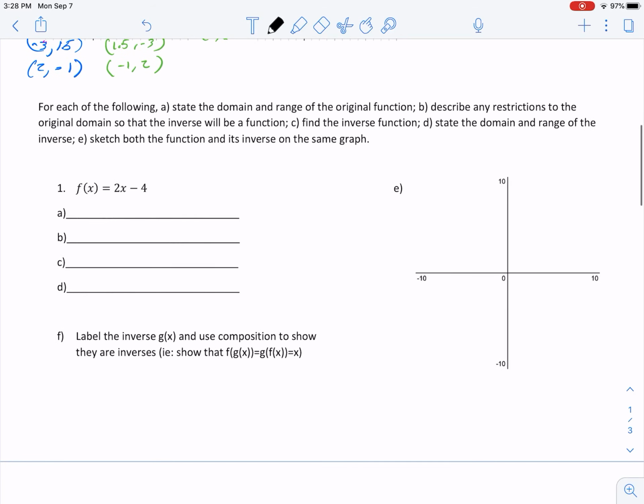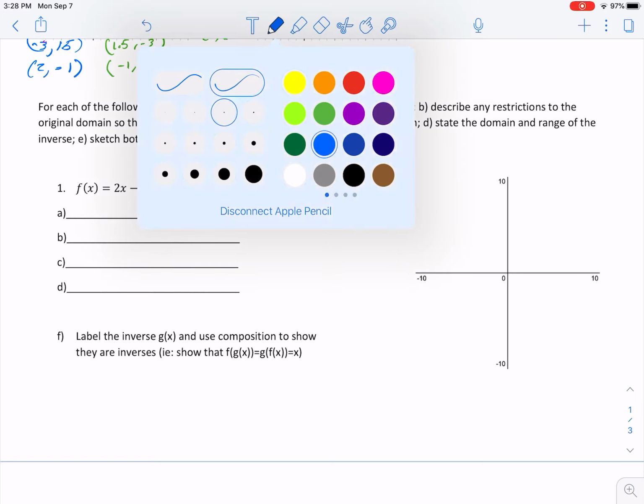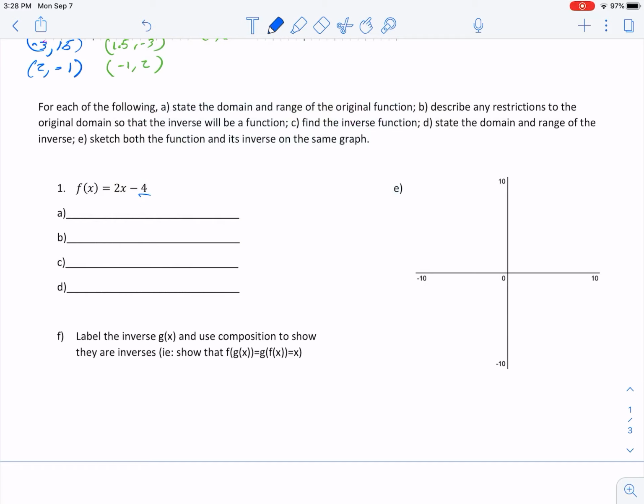All right. Each of these following ones, it says state the domain and range of the original function, describe any restrictions to the domain so the inverse will be a function, find the inverse, state the domain and range of the inverse, and sketch both. Well, I like to sketch first. So let's go back to blue. Intercept -4, slope of 2, up 2 over 1, up 2 over 1. So here's my line. It goes through this point, 0, -4. It goes to this point, 2, 0.